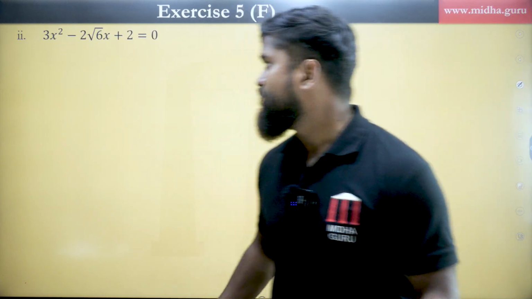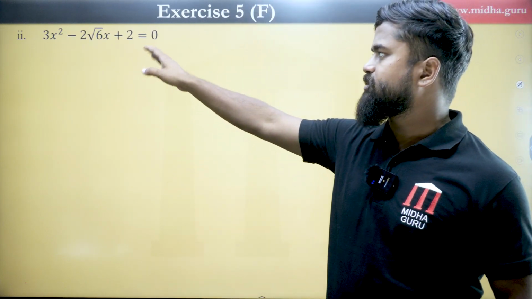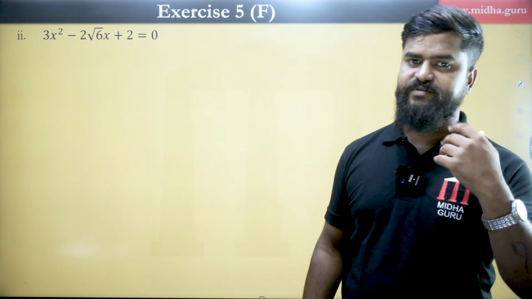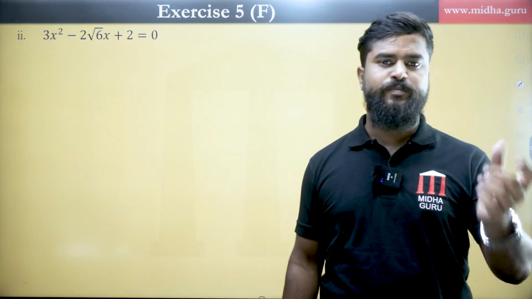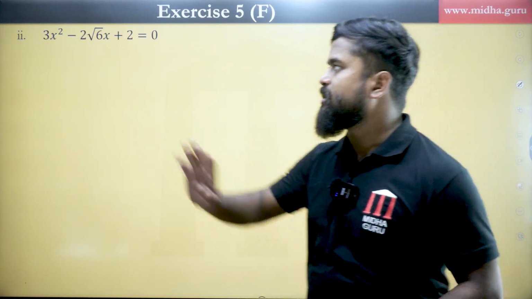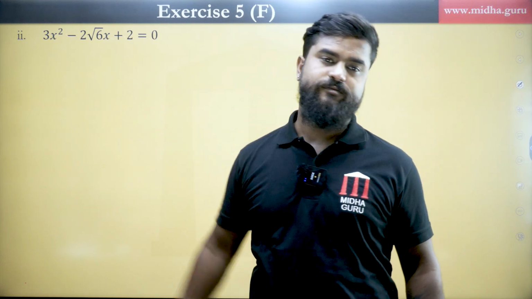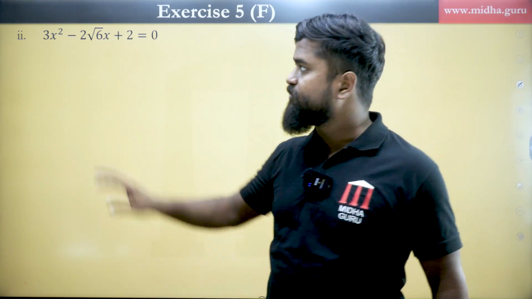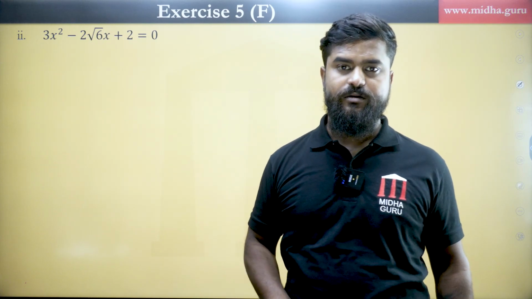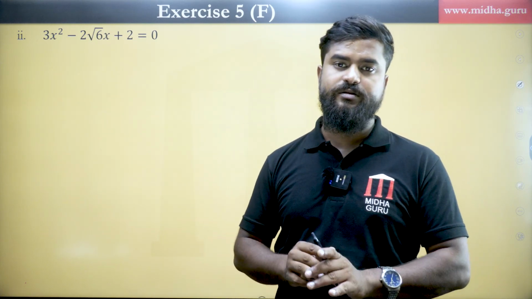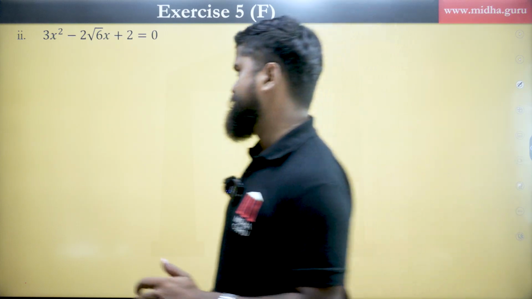The next one is 3x² - 2√6x + 2 = 0. Now you remember that for factorization, we must split the middle term into two terms such that the sum is equal to b, that is -2√6, and the product should be equal to 3 × 2, which is a positive 6. If you look at it, it is twice √6. If somehow we can make it √6 × √6 or -√6 × -√6, we know that will give us positive 6.